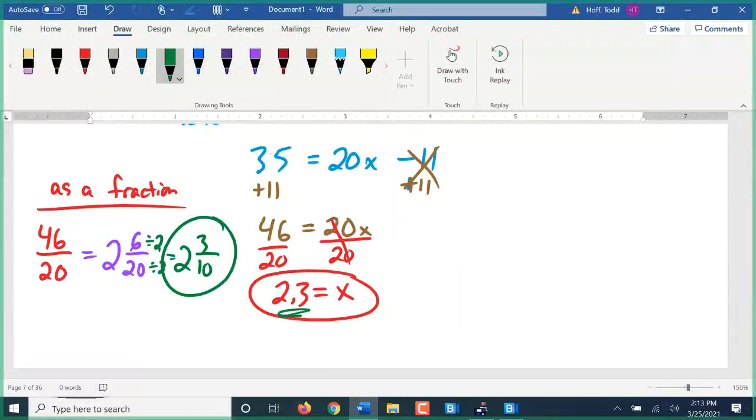So if you want it as a decimal, that's fine. Or if you want it as a fraction, you just reduce it, turn the division into a fraction and reduce it.